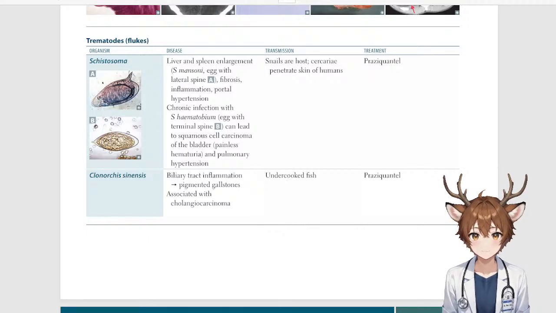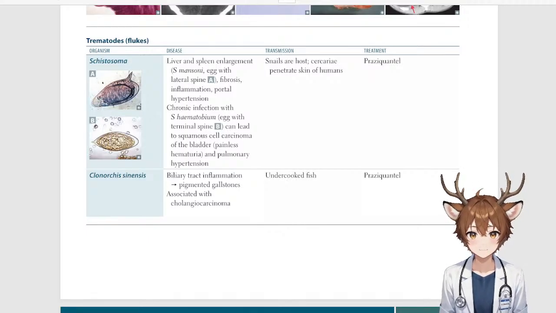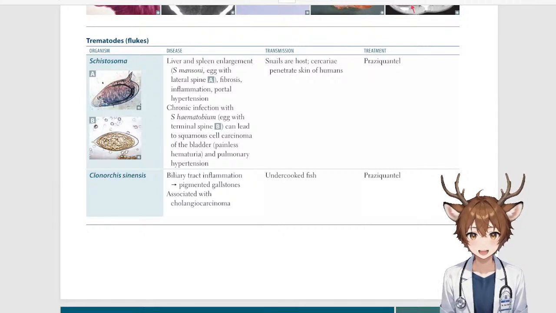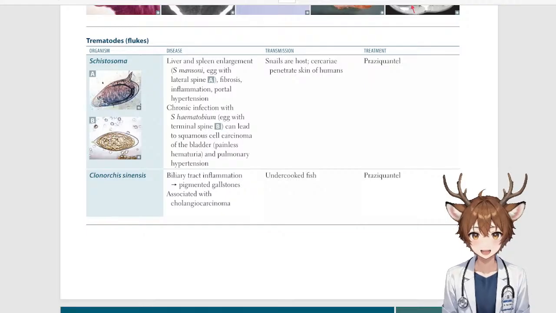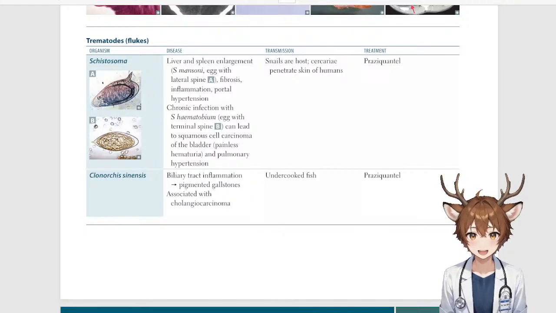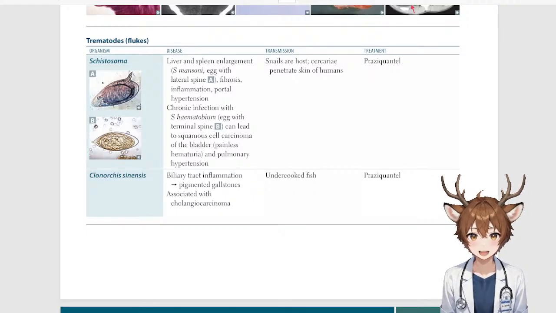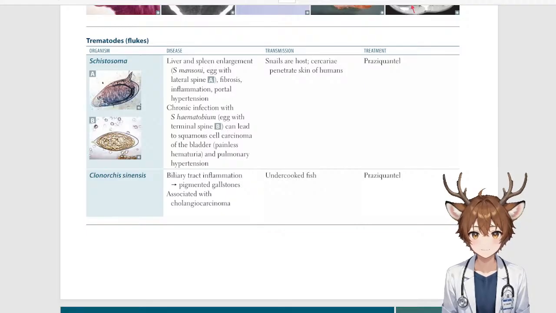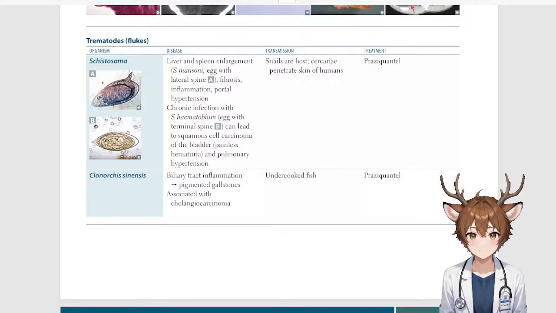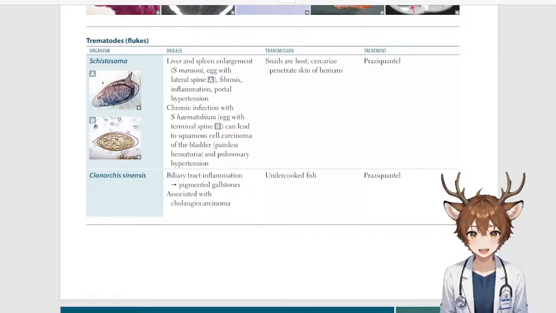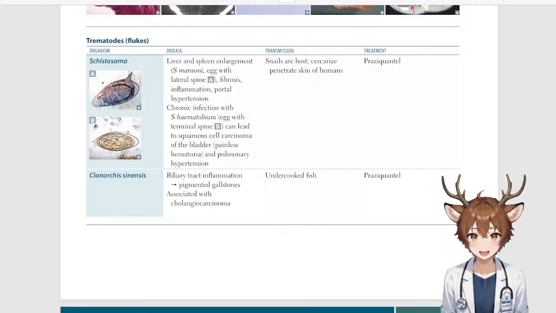fibrosis, inflammation, portal hypertension. The Schistosoma mansoni and Schistosoma japonicum can both also cause intestinal schistosomiasis, presenting with diarrhea, abdominal pain, iron deficiency, anemia. Okay, chronic infection with Schistosoma haematobium, egg with the terminal spine, which is shown in picture B for you, can lead to squamous cell carcinoma of the bladder, painless hematuria, and pulmonary hypertension. So that's the difference between the two.